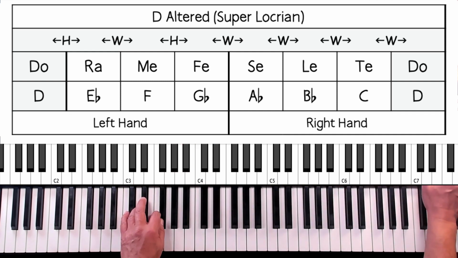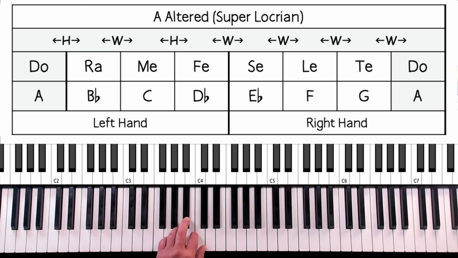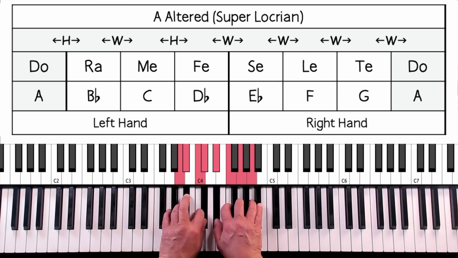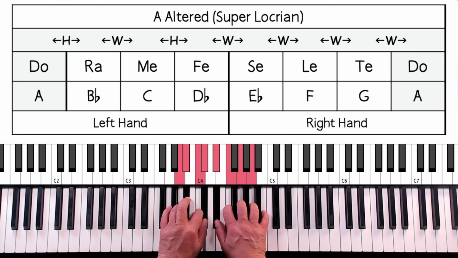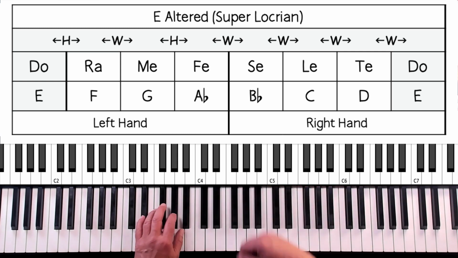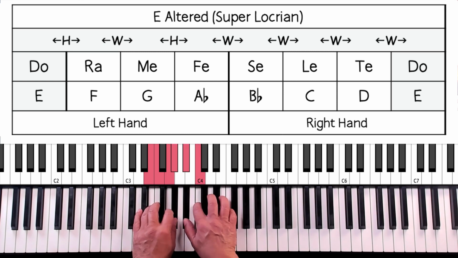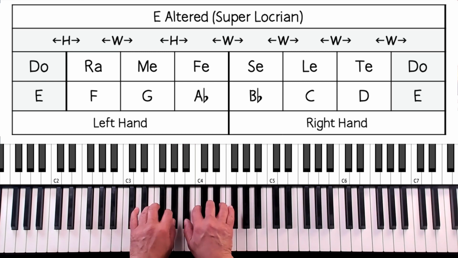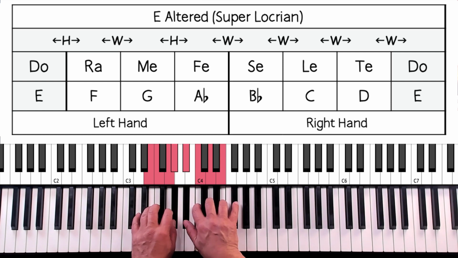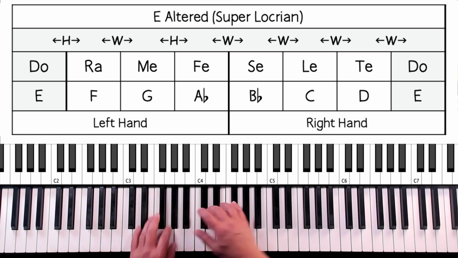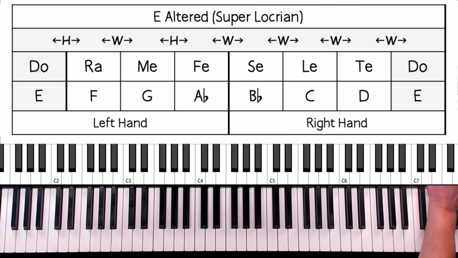Okay, and let's do a couple more. A altered. Very, very useful. Do, ra, mi, fe, se, le, te, do together. And one last one. Let's work with E altered. So here we go. Do, ra, mi, fe, se, le, te, do together. Okay, excellent. That was our altered scale.